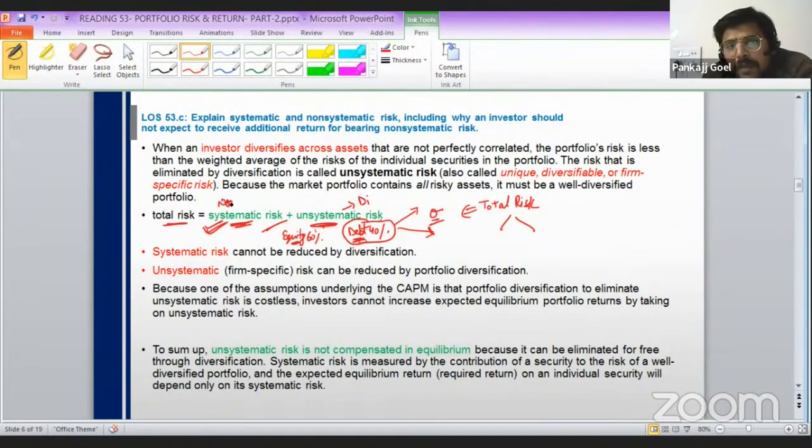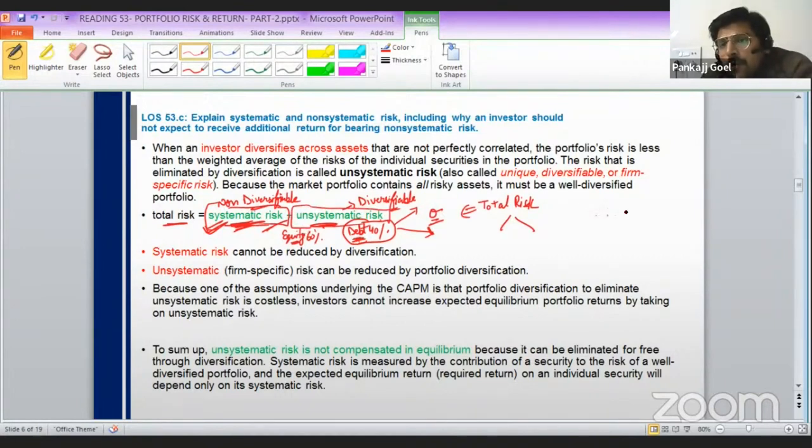And this is non-diversifiable, and this is diversifiable. When we talk about portfolio management theory, we believe that no one can eliminate this risk. We cannot reduce or eliminate this risk. But by creating a proper diversified portfolio, we can eliminate this component of risk, that is unsystematic risk.